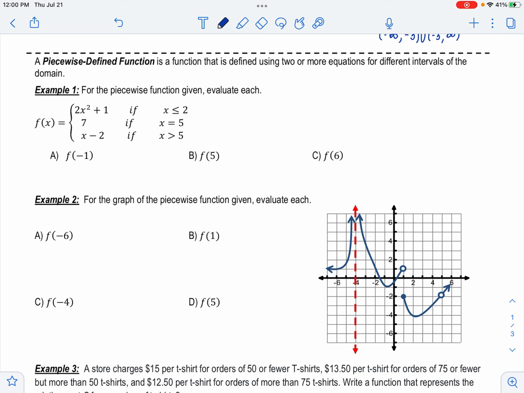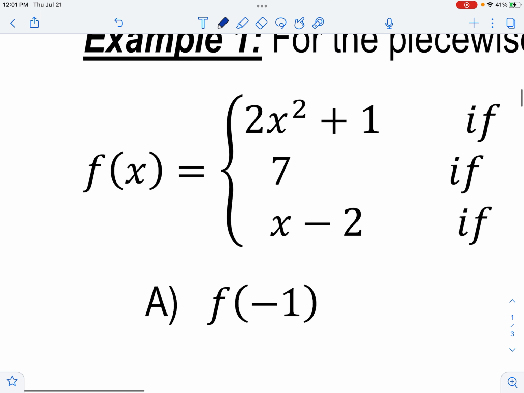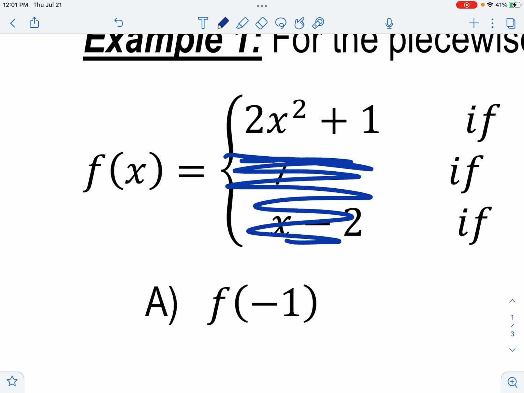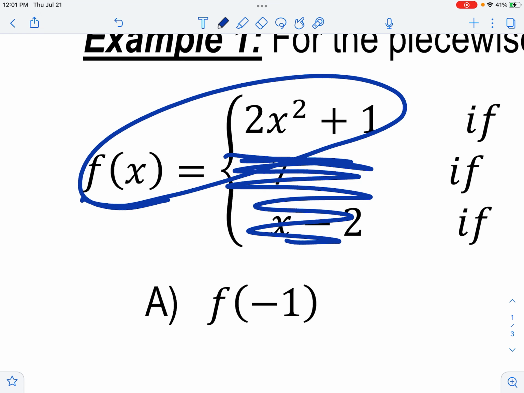So to remind you what a piecewise function is, a piecewise function is a function that is defined using 2 or more equations for different intervals of the domain. So if you look right here, if I covered this up, let me just use my pen. If I covered this up and it just looked like this, f of x equals 2x squared plus 1, that's one equation, right?